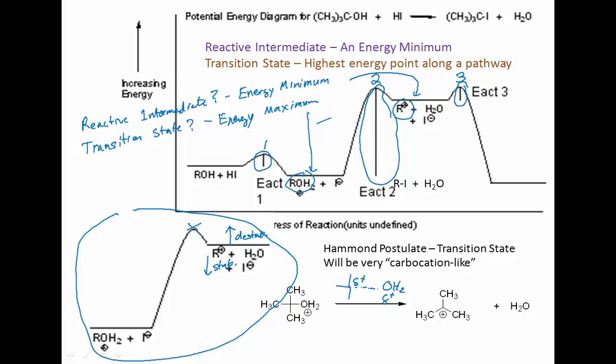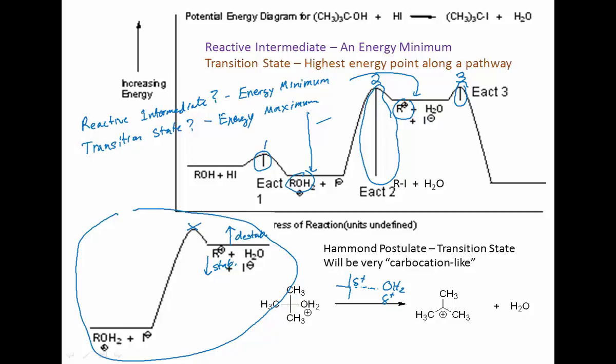A reactive intermediate, there might be some conditions under which we could isolate it, because there's a barrier to the reactive intermediate turning into something else. But we could never have any hope of isolating a transition state because its transition to something else occurs without any sort of energy barrier.